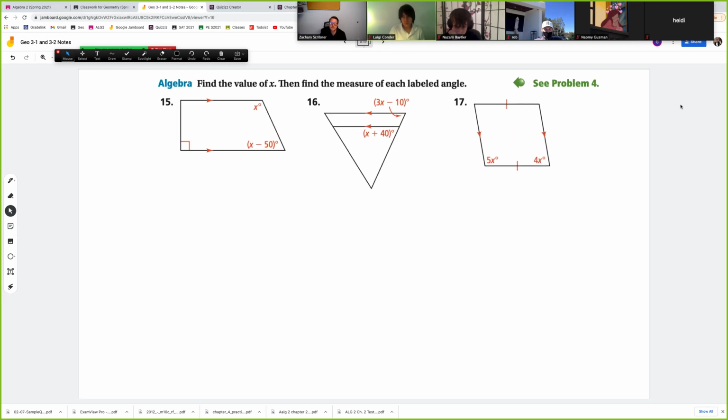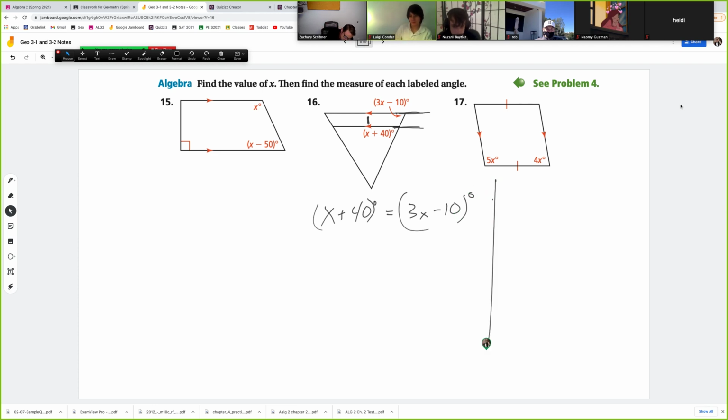Here, let's do number 16. 3x minus 10, okay? We know that these two lines are parallel, okay? Find the measure of each labeled angle and find the value of x. So we can say if these lines continued like this, right? x plus 40 degrees equals 3x minus 10 degrees. Why? Because of corresponding angles.